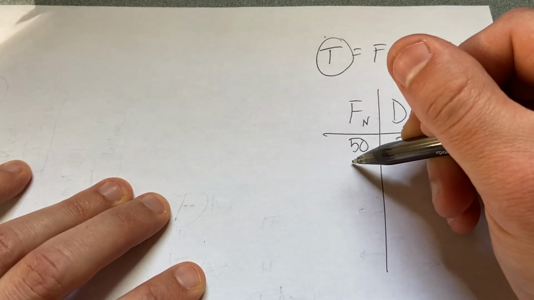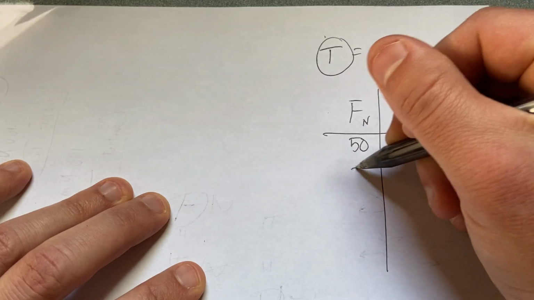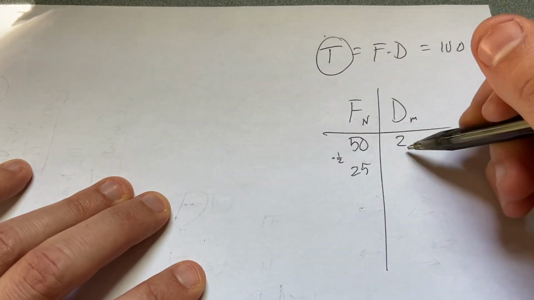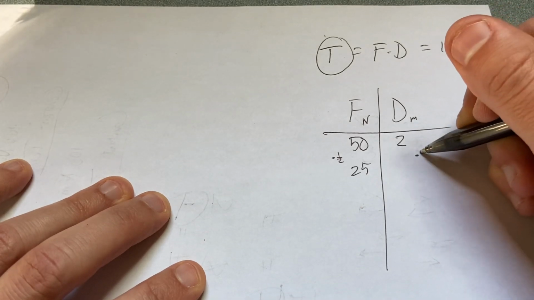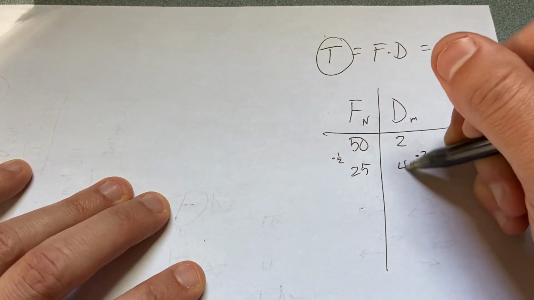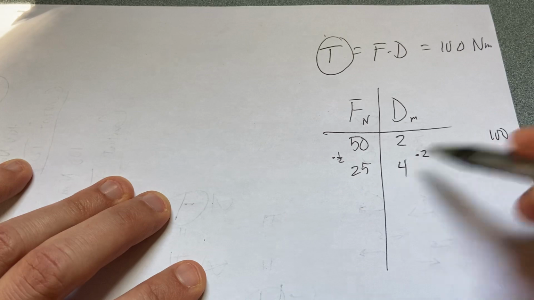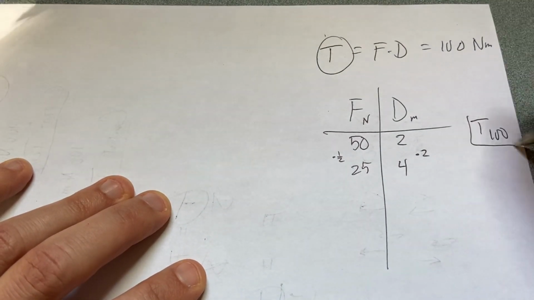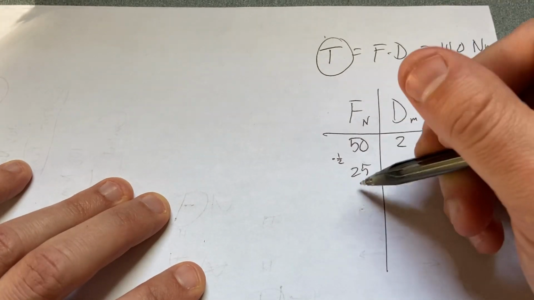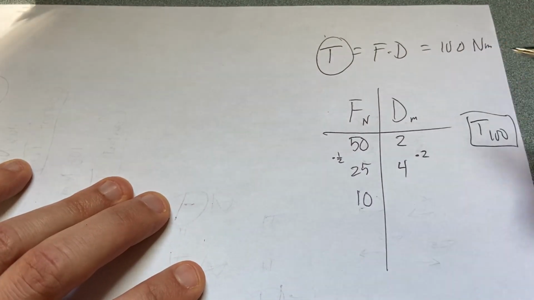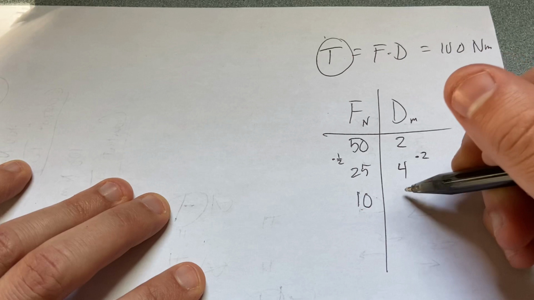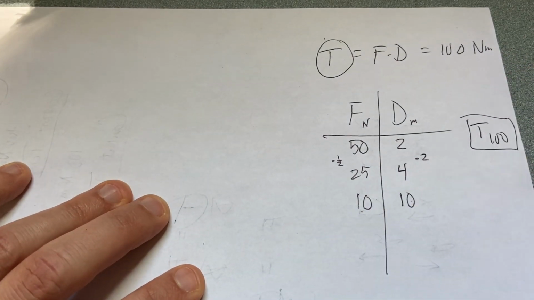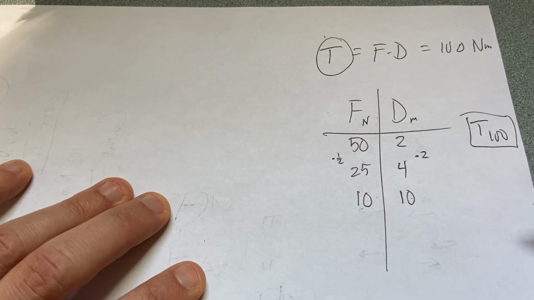But let's cut that in half. 25, so that was times 1/2. The opposite is going to happen here. I'm going to multiply by 2 to get 4, so that my product is still 100 Newton meters. That's the torque I'm looking for, right? And we could do another one. What if my force was only 10 newtons? Then my distance is going to have to be 10 meters. Again, it's still going to give me the same constant torque.